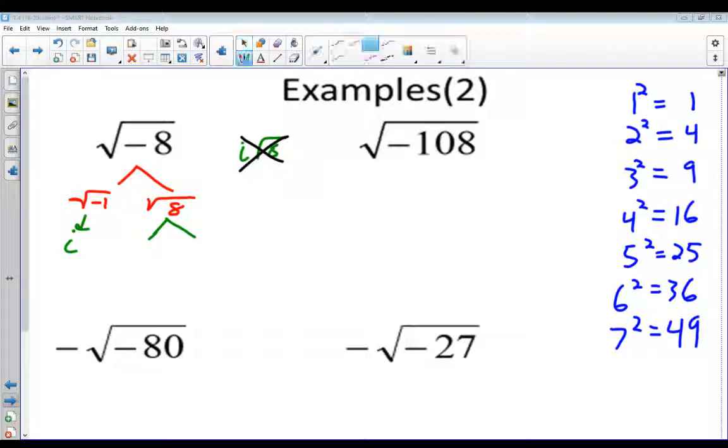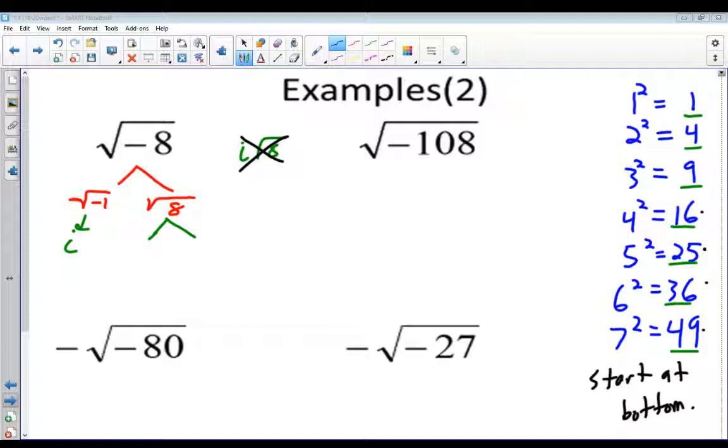So, my recommendation is take a look at this list and find a number that's a factor of 8. And my recommendation is start at the bottom. So let's start at the bottom. 49 won't work, 36 won't work, no, no, no, bingo. The 4 is a factor of 8. So in other words, I'm going to use 4 when I split it.